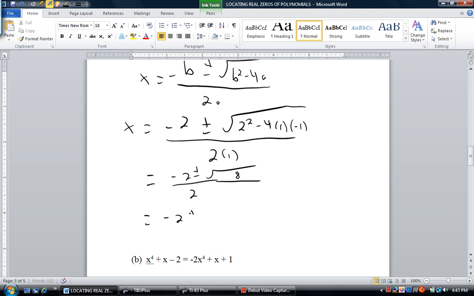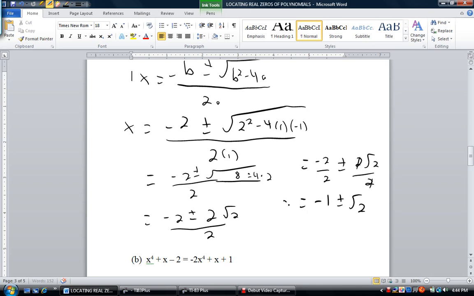We have -2 plus or minus the square root of 8, which is the same as the square root of 4 times 2. That 4 comes out as a 2, and that 2 stays, all over 2. I'm going to go over here to finish it. So now I'm going to write it like this: -2 over 2 plus or minus 2 square root of 2 over 2. I'm just separating each part of the numerator with its own denominator. These 2's cancel. -2 over 2 is -1. These 2's cancel, leaving plus or minus square root of 2.